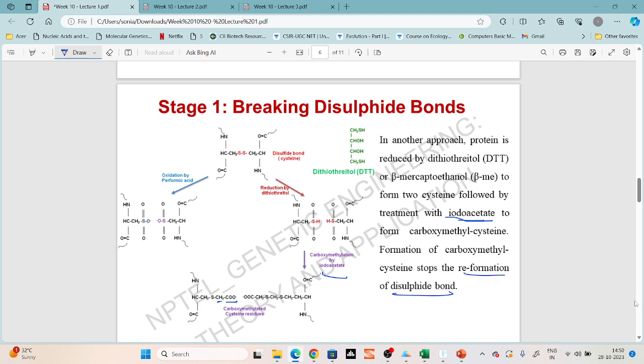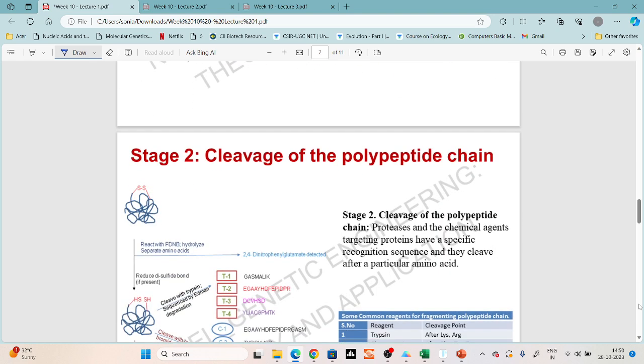Okay. Now we come to the next step. Your next step is, after you have broken the disulfide bond, now what you have to do? You have to cleave the polypeptide chain. Now how can you cleave the polypeptide chain? You can cleave the polypeptide chain with the help of some proteases or chemical reagents. With the help of some enzymes. What kind of enzymes? Enzymes that cleave proteins. What are those called? Proteases.